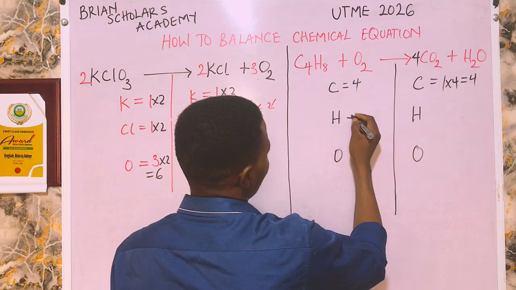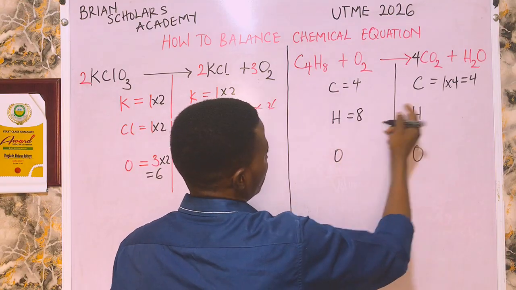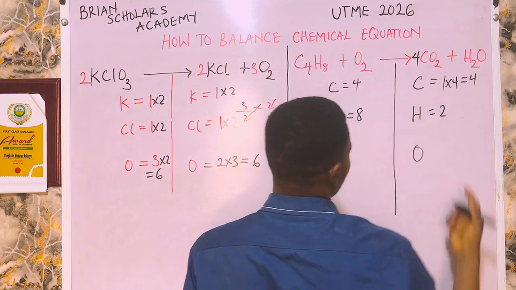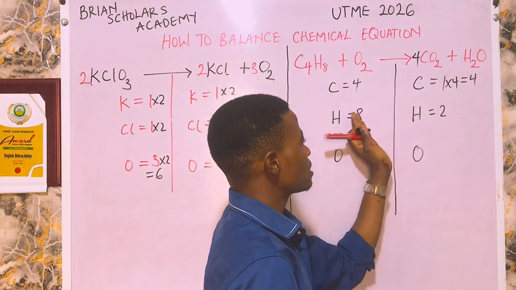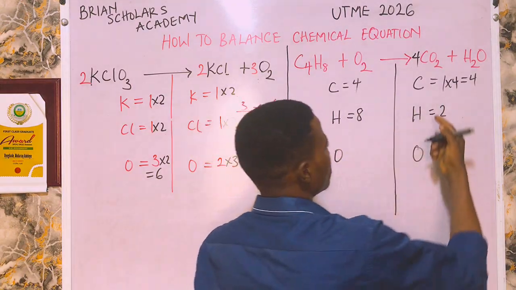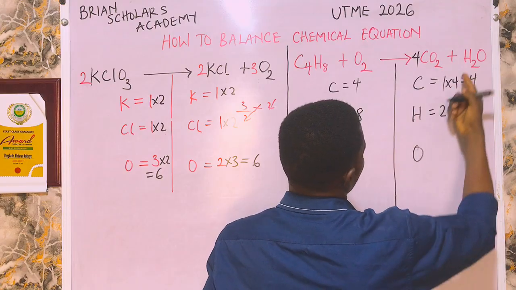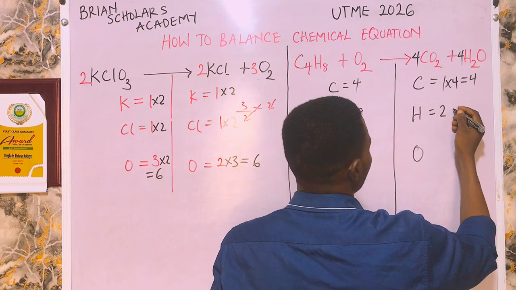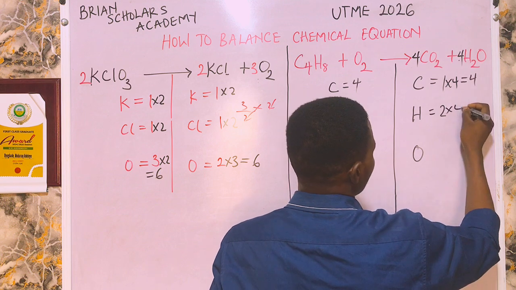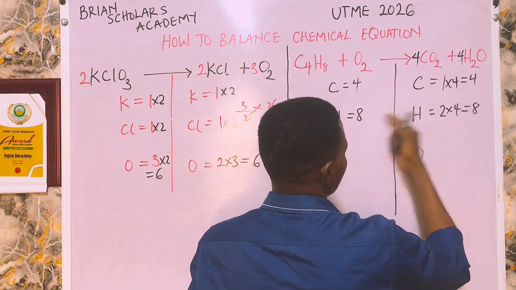Then let's go ahead and balance hydrogen. Hydrogen is 8 here, and hydrogen is 2 here, right? Then I'm going to balance it. That's going to be 8 divided by 2 because I'm balancing toward this side. 8 divided by 2, that's going to give me 4, right? So this is going to be 4, because 2 multiplied by 4 is going to be 8, right? So this is 8 and this is 8.